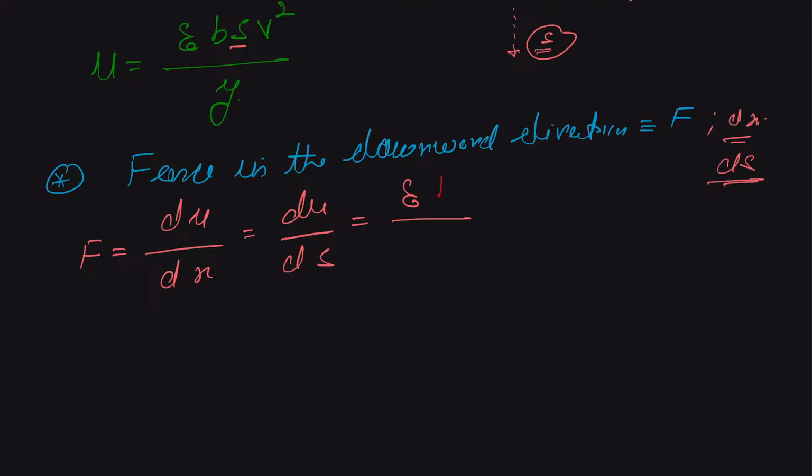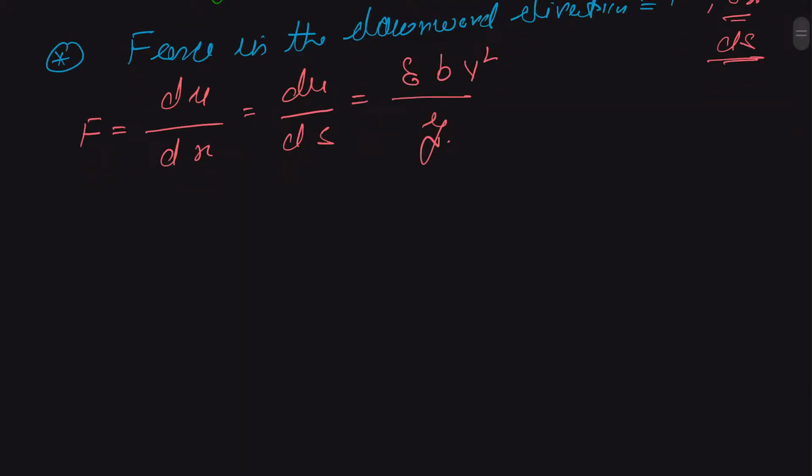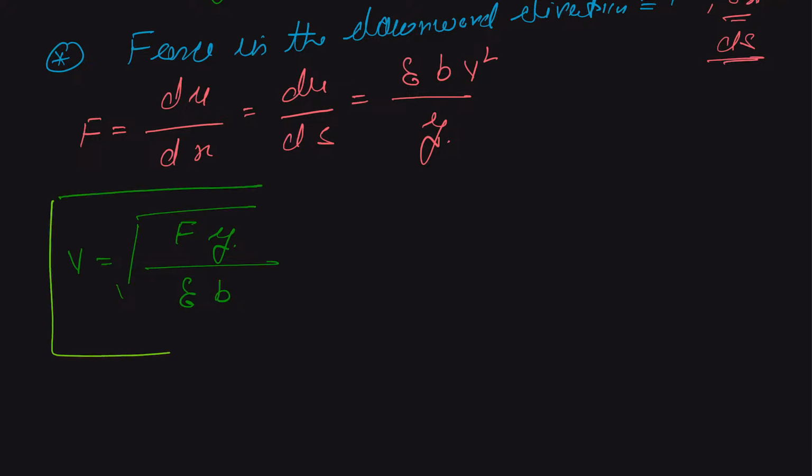So we get epsilon naught B V square upon Y, and we are supposed to solve it for the potential difference. Therefore we can write that our potential difference V will be equal to the square root of the force multiplied by Y and epsilon naught B. So this is the value of the potential difference that was required. Next question.